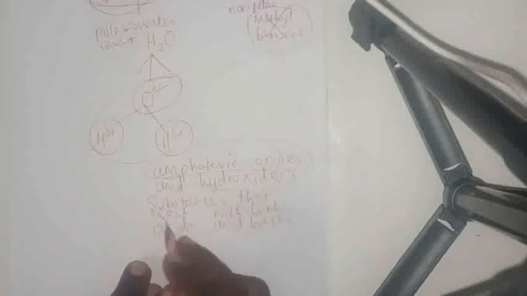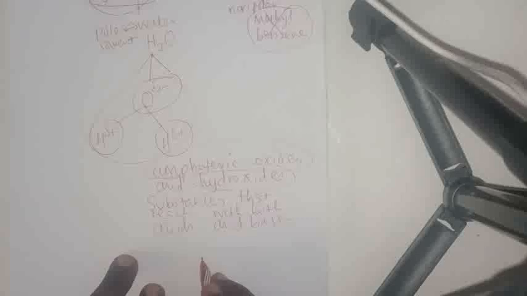Substances that can react with both acids and bases. In other words, if a substance is an amphoteric oxide or an amphoteric hydroxide, then it can react with both acids and bases. At the end of the day, they form salt and water, and the reaction gets called neutralization.